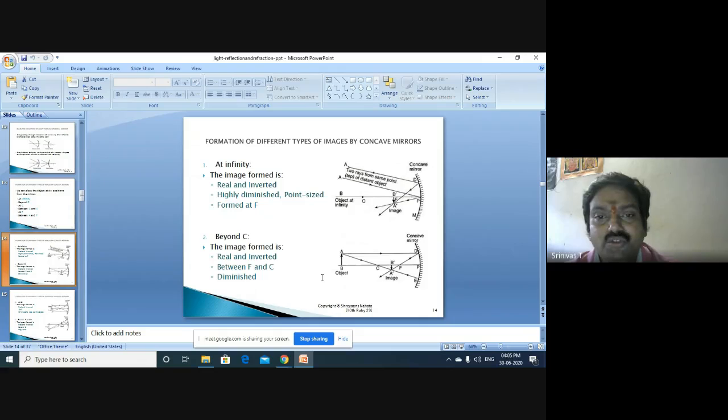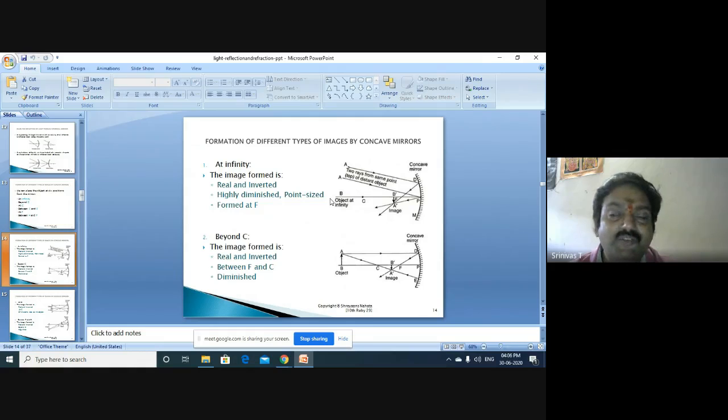Now if you look at the figure, the first case is, as you can see from the picture, that the object is at infinity. So whenever the object is at infinity, you can see one thing here. What are the types of images? What is the nature of the image particularly formed? This is our main objective to study. So whether the nature is real and inverted, or it is erect and virtual, like that we classify.